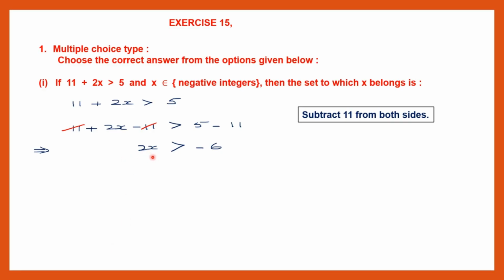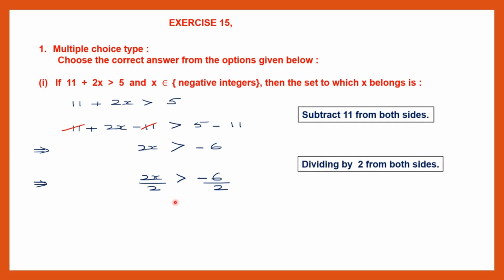Now 2 is multiplication. What is the opposite of multiplication? Division. So for that we have to divide. That means I'm going to say 2x divided by 2. So this way I can remove the 2's. Now is greater than minus 6. On this side also we have to divide by 2. So when you divide one side by 2, you have to divide the other side also by 2. So dividing by 2 from both sides, what do we get? Again here I can cancel the 2's. Here I can cancel and I get 3.